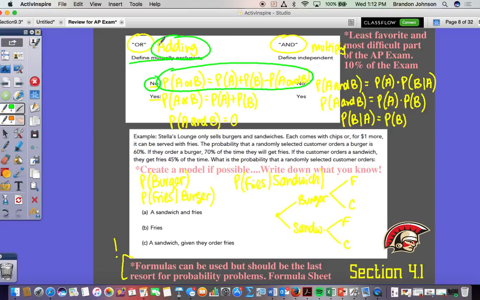I think of the circles where they're completely separate, right? Like they can't happen at the same time. That's exactly right. And can you give me an event that may be mutually exclusive?